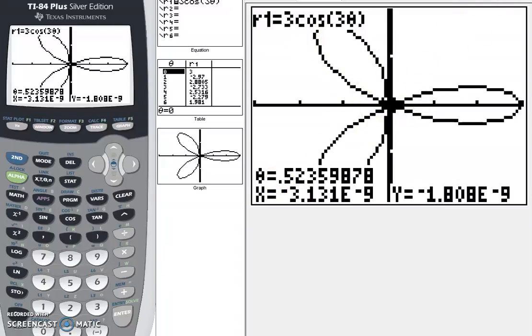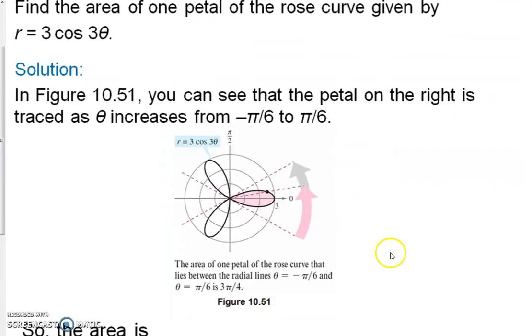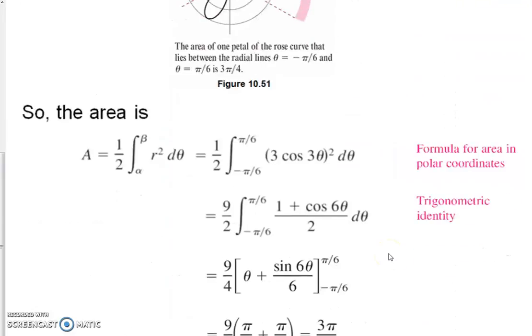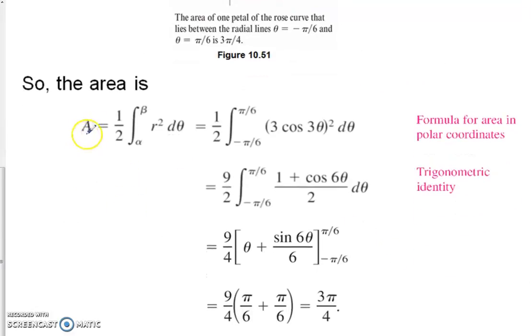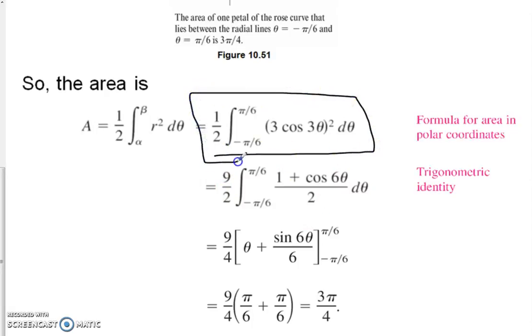So we took a little side jaunt over there. All right. So the area is simply now the integral from alpha to beta, which in this case is negative pi over 6 to pi over 6 of my function squared. Now they used a trig identity here, and at this point in time, unless you hear differently from me, we're probably going to take this and plug it into our calculator.